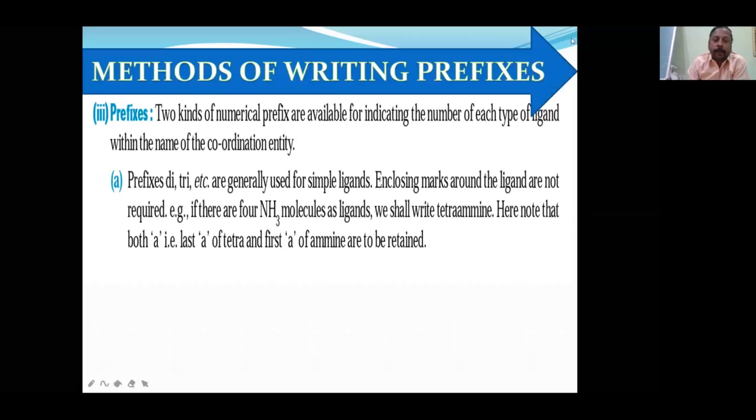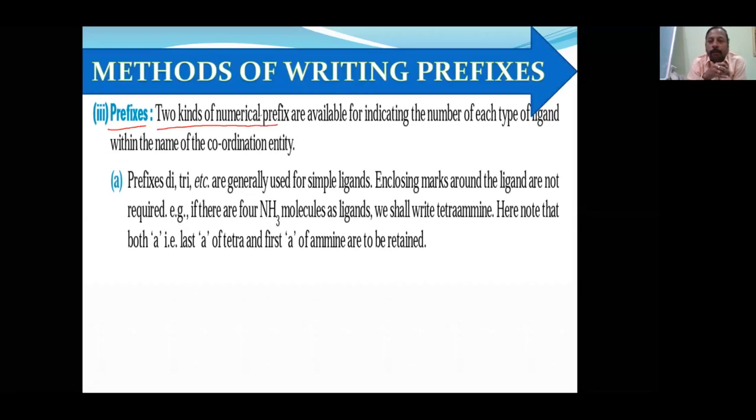In the second slide, about the prefixes. As I told you, the sequence you will follow is first the cation. And in that cation, if it is a complex, then if it consists of two kinds of numerical prefixes. Prefixes are generally used when the same thing is repeated more than once.